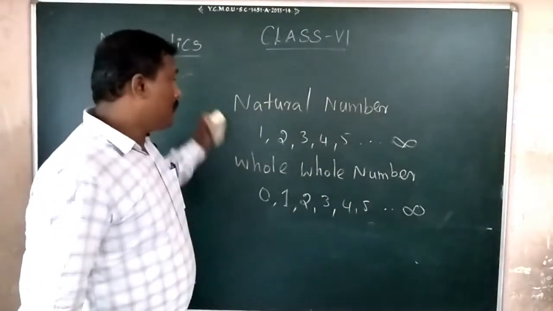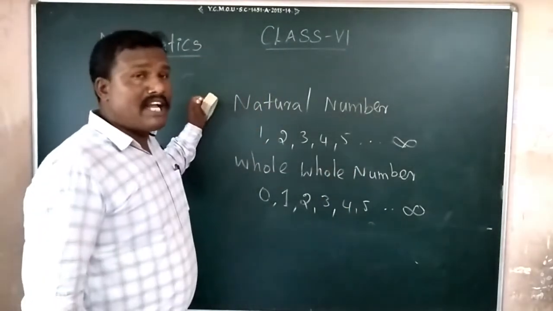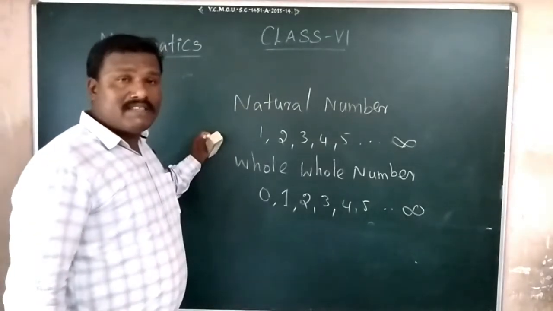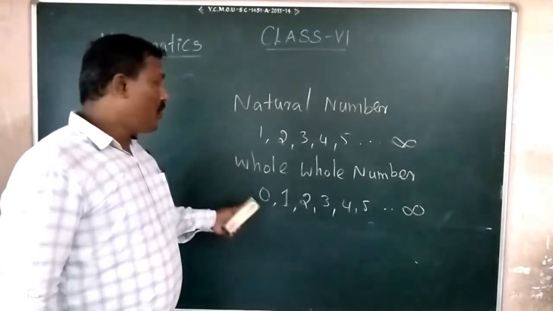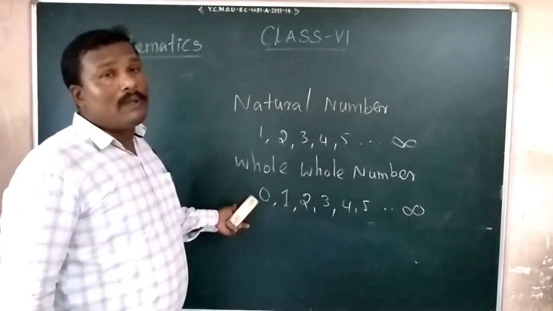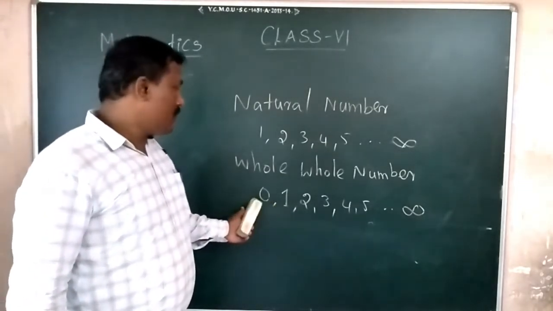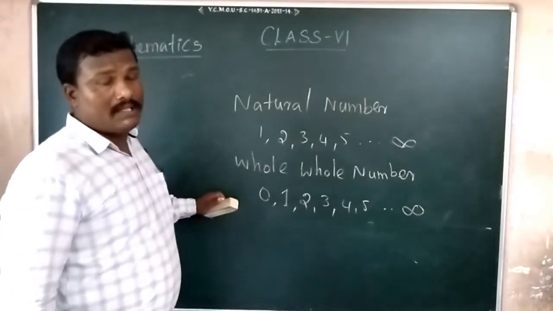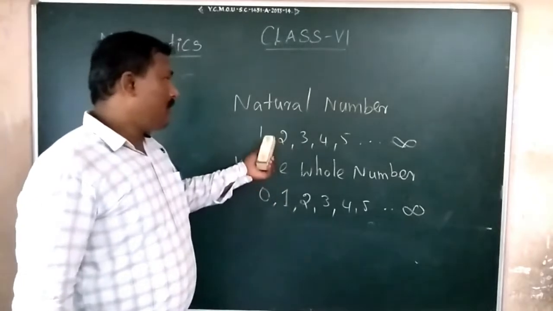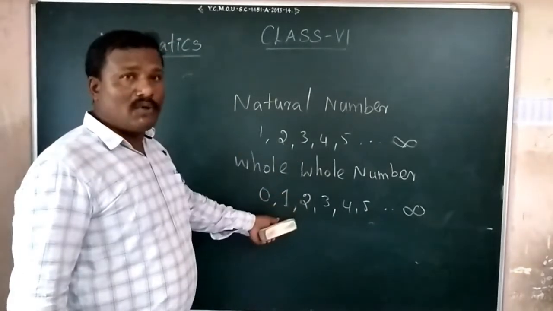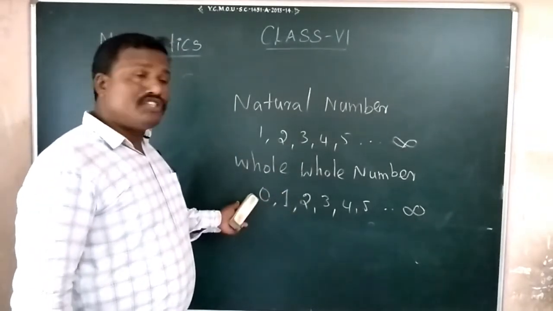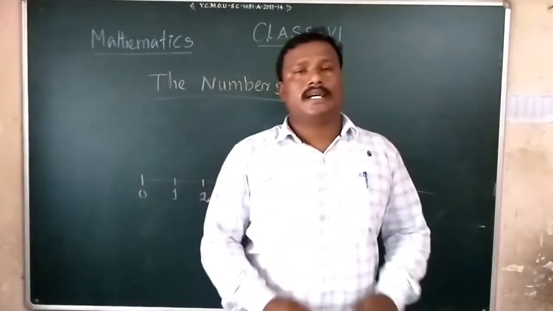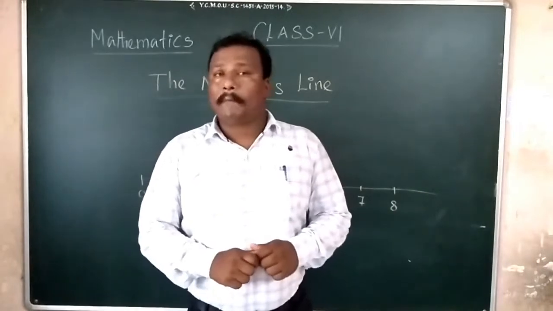So there are two types of numbers. Natural numbers always start with 1, 2, 3. Whole numbers always start with 0. So 0 is not a natural number, it's a whole number. But 0, 1, 2, 3, 4, 5 are whole numbers. So the natural numbers we can call whole numbers, but 0 we can't call a natural number. Now we will discuss the number line.